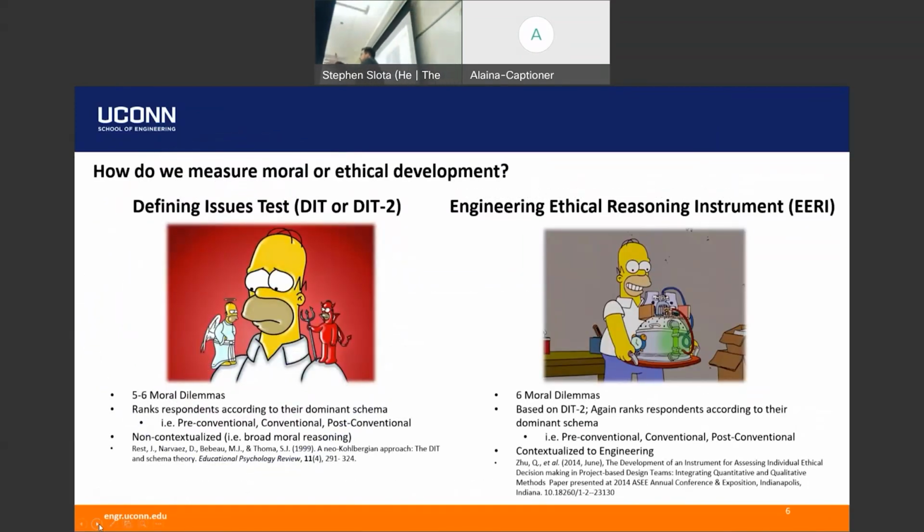As engineers, we're really interested in measuring things. If we're going to do something, how can I quantitate? Engineers want to quantitate stuff. Historically, moral development has been measured, and one of the primary ways is this thing called the DIT2, or the Defining Issues Test. It's been around for quite a while. It's a survey with 5 or 6 different moral dilemmas.